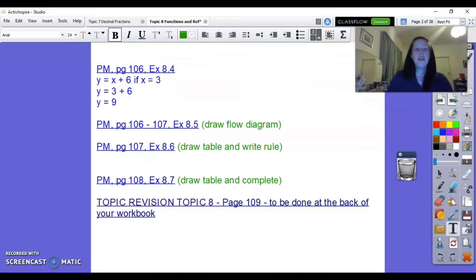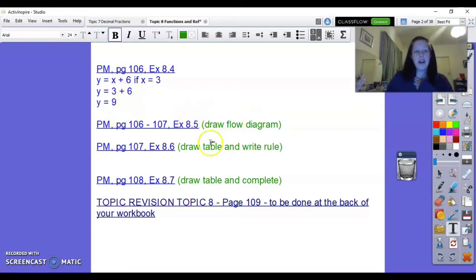Right. Then exercise 8.4 deals with our substitution. It says y is equal to x plus 6, but only if x is equal to 3. So I need to replace x in this equation with the number 3. Wherever I see x, I'm going to replace it with 3. So 3 plus 6 equals 9. That's how I would like you to set it out for me, step by step.